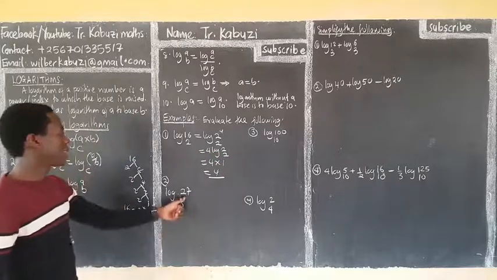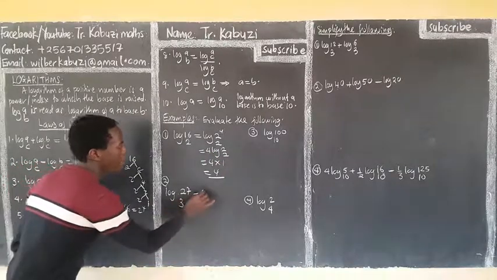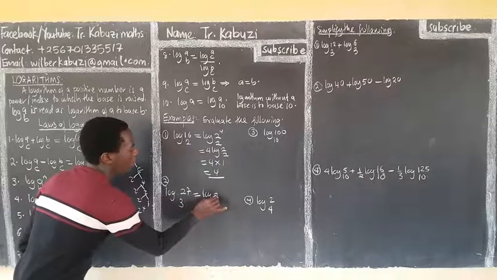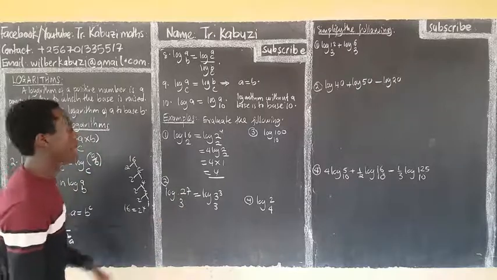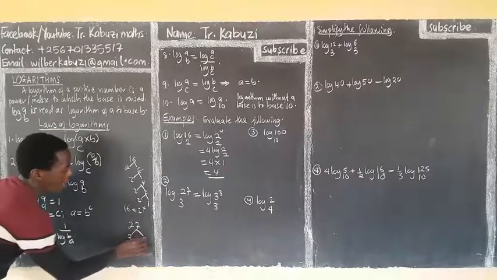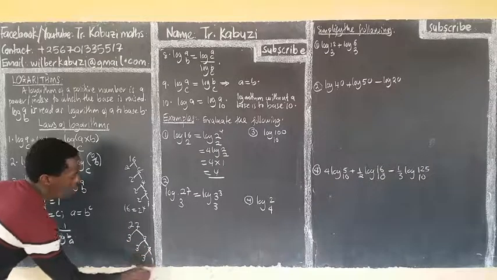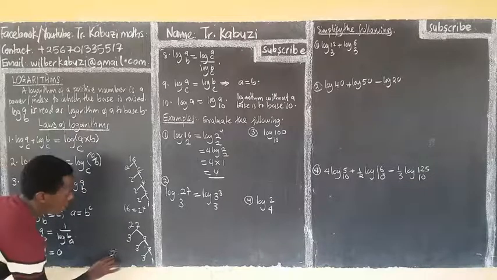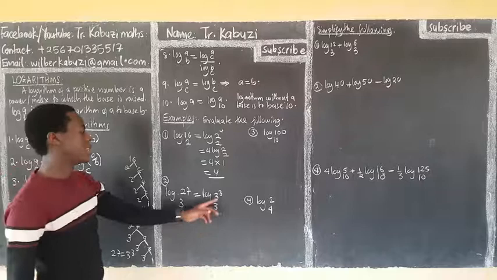When I come to this, how do we prime factorize 27 in terms of 3? It will be the same as log of 3 power 3. If you prime factorize 27, 27 by 3, 9, by 3, 3, by 3, 1. So 27 is now the same as 3 power 3. Why? I'm basing on this base.